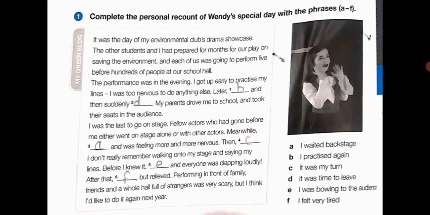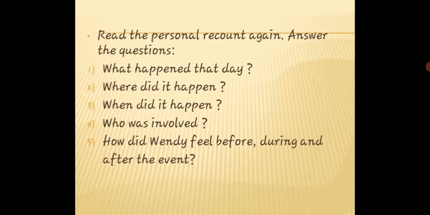Performing in front of my family, friends, and a whole hall full of strangers was really scary, but I think I would like to do it again next year. All right, so it's your complete story.